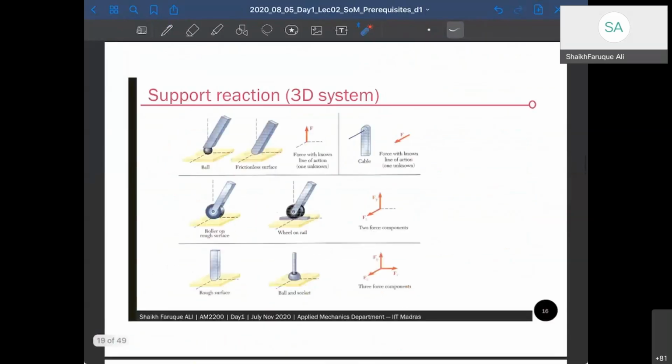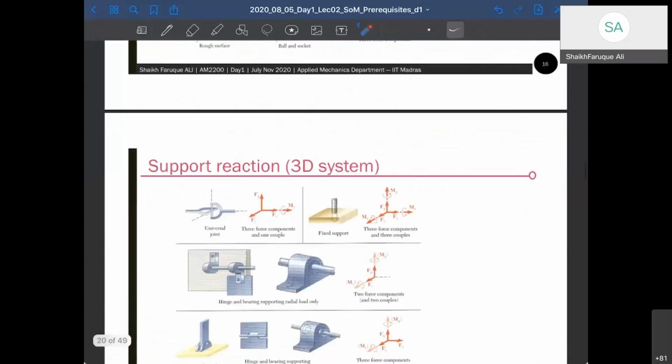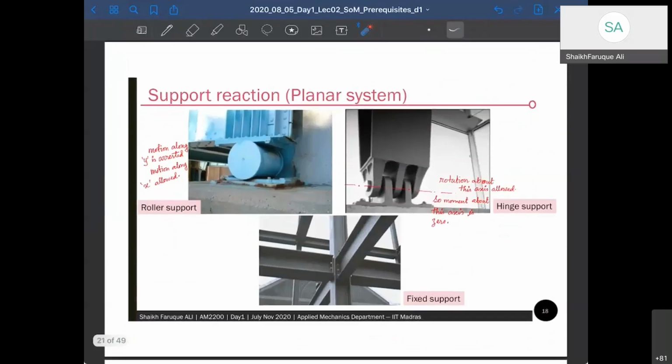Okay. Support for a 3D system is also similar. You can go through them. A practical consideration, the supports look like this. This is a simple support or a roller support. This is a simple support with a hinge. You can see it cannot rotate. Sorry, it can rotate about this axis, but it cannot move along this direction, neither along this direction.